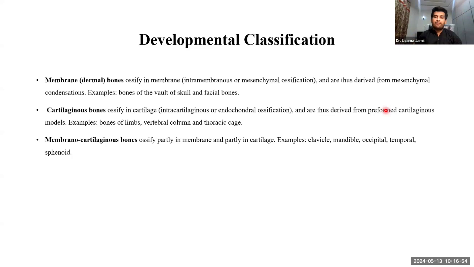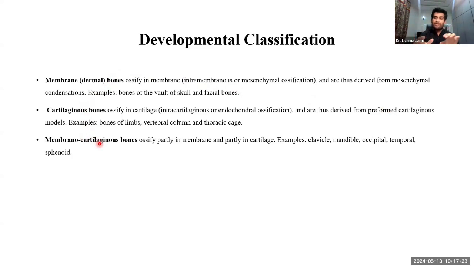So there is a developmental classification as well. We will not go into the details so far, for the scope of your lecture. We will discuss how they usually develop. So basically there are three types of development of bones. The first one is membranous bones, then cartilaginous, then membranocartilaginous. Let me tell you about the cartilage a little bit.